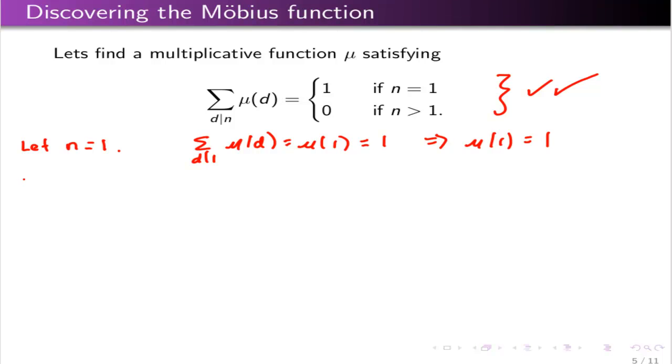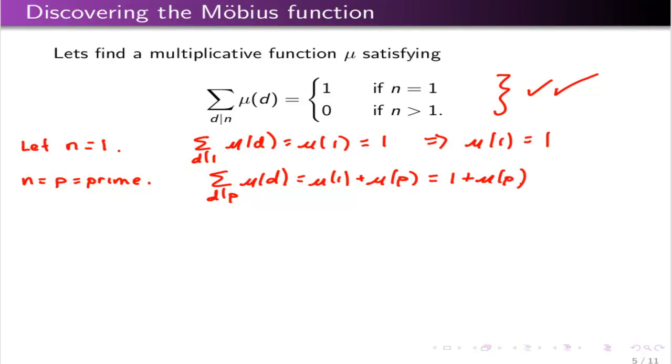Next, let's try a prime p. The sum over d dividing p of mu of d would be mu of 1 plus mu of p. We've already seen that mu of 1 is 1, and I want the outcome of this to be 0. This sum is supposed to be 0 for every number other than 1, so this must equal 0, which implies that mu of any prime should be negative 1.